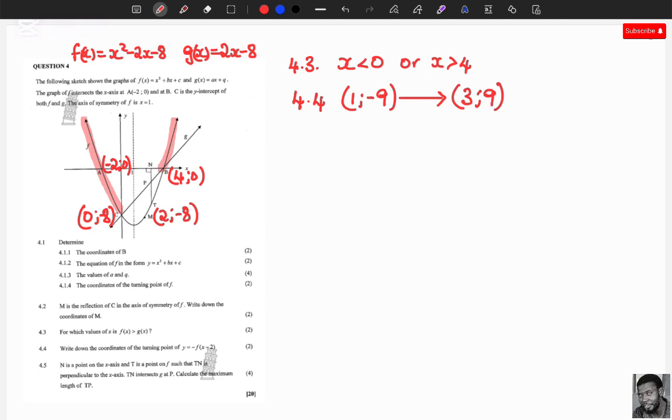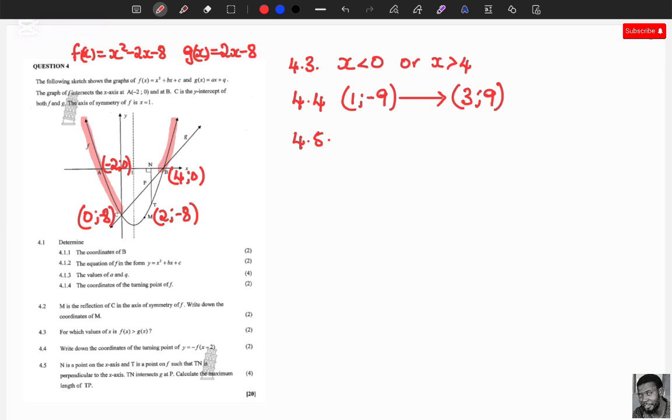And 4.5, which is the last one. They say N is a point on the x-axis, and T is a point on f, such that TN is perpendicular to the x-axis.